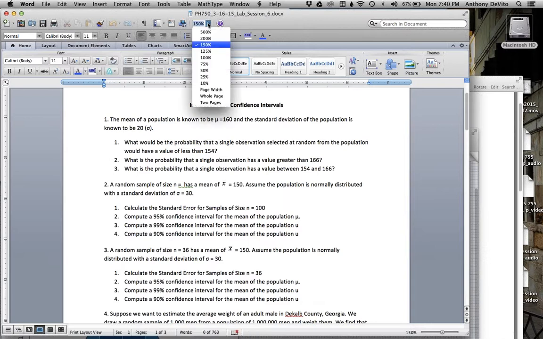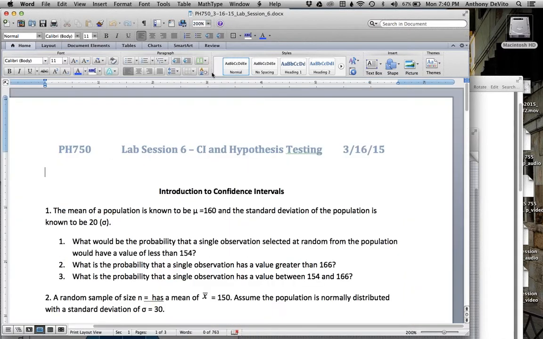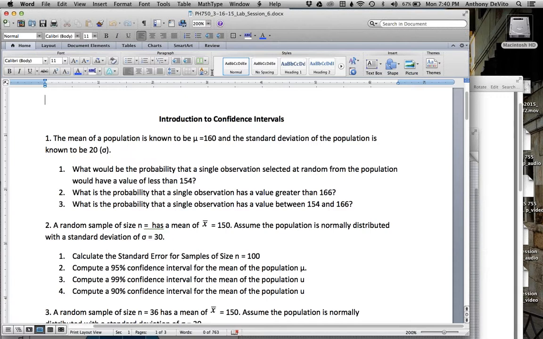Okay, let's take a look at this first possible problem that we might have. The mean of a population is known to be 160. The standard deviation of the population is known to be 20. What would be the probability that a single observation, we're kind of prefacing what we're about to do, looking at just the population itself, selected at random from the population would have a value of less than 154?